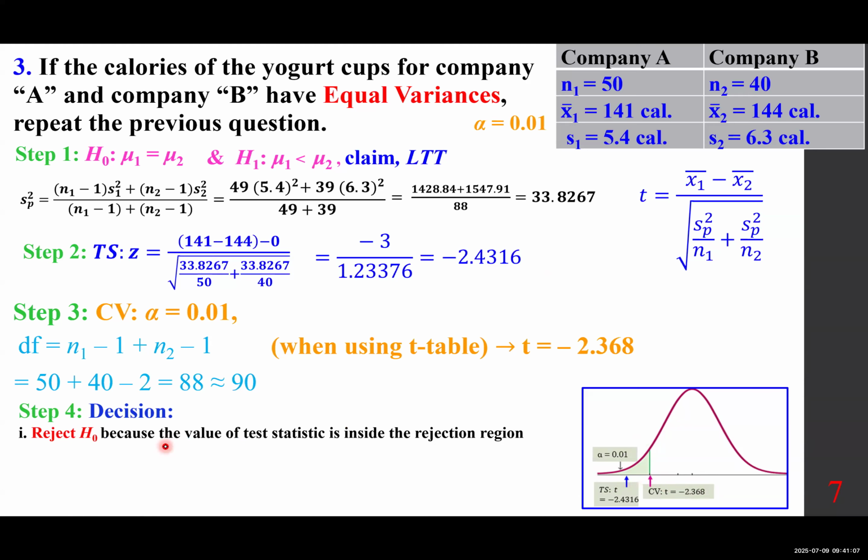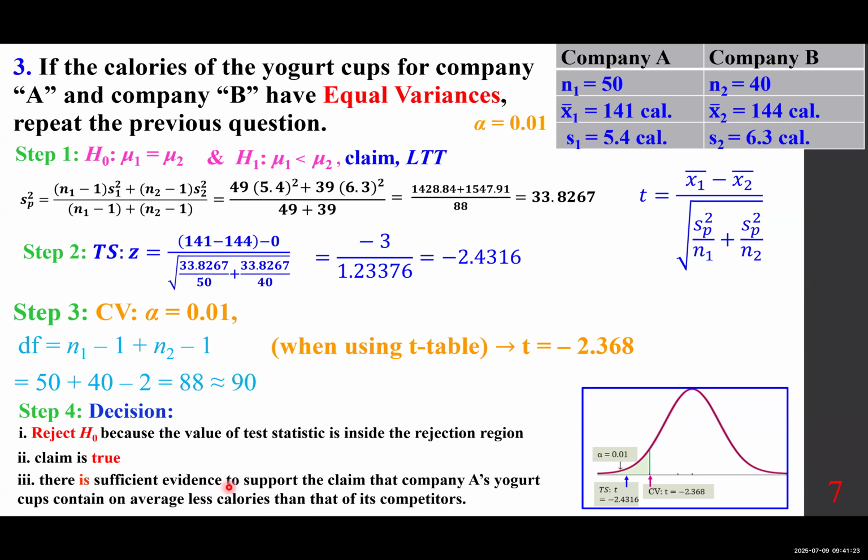So if you're rejecting H0, let's go back here. If you're rejecting H0, you're accepting H1, which makes the claim a true statement. So the claim is true. What does it mean? There is sufficient evidence to support the claim that Company A's yogurt cups contain on average fewer calories than that of its competitors.